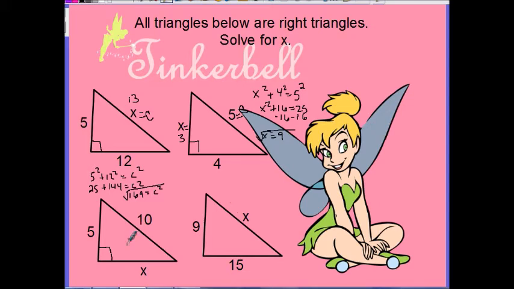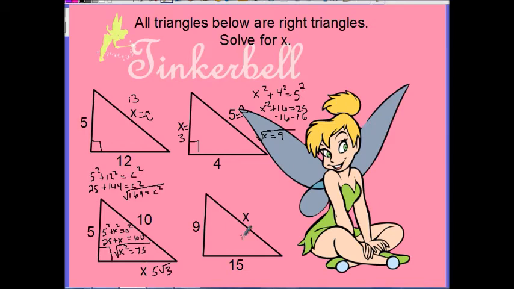So here we go. Here's what I got. I got 5 squared plus x squared equals 10 squared. So 25 plus x squared equals 100. Subtract your 25 from both sides, and x squared equals 75. I square root it, but it's not perfect. It simplifies to give me 5 square root 3. The biggest perfect square that divided evenly into 75 was 25.